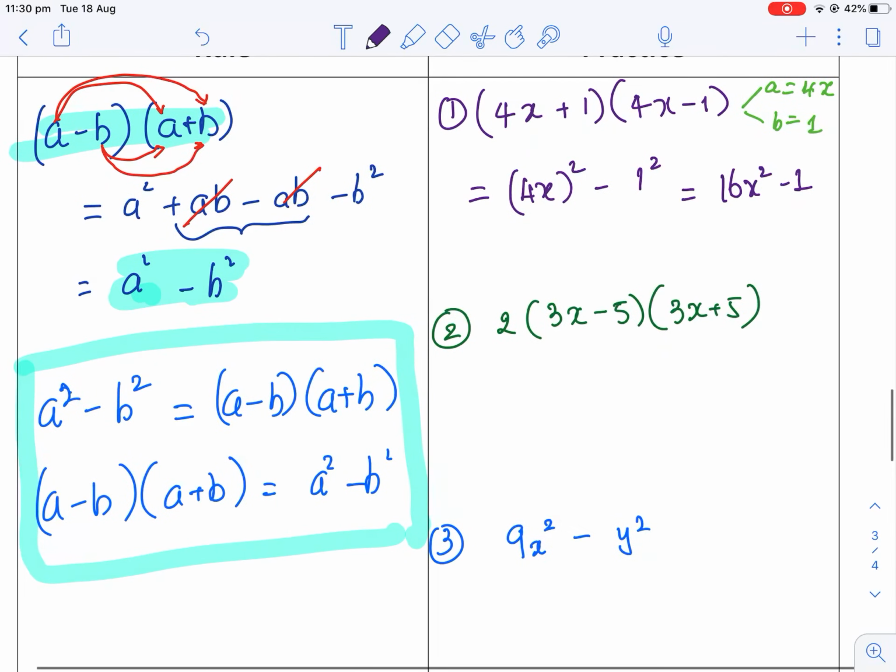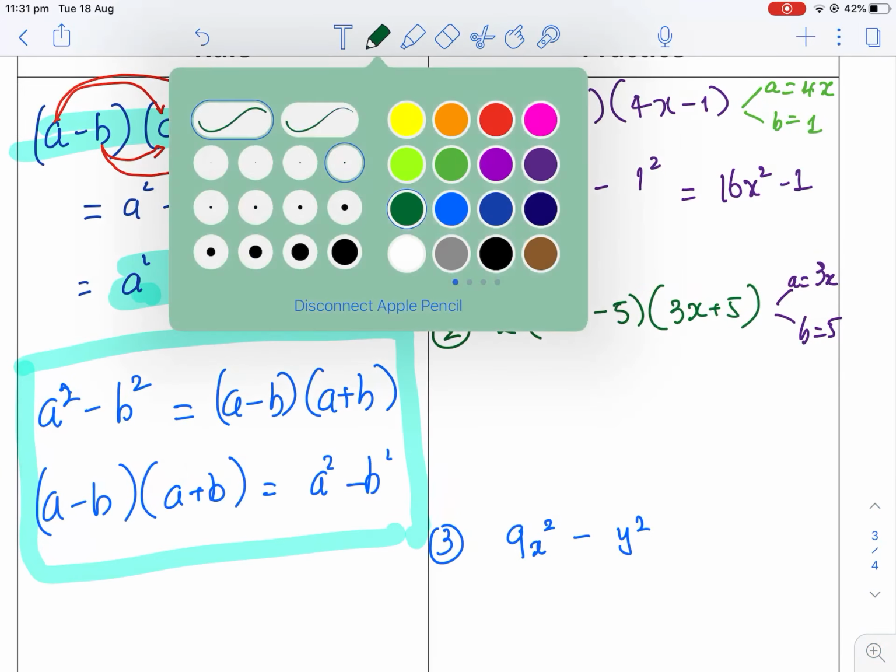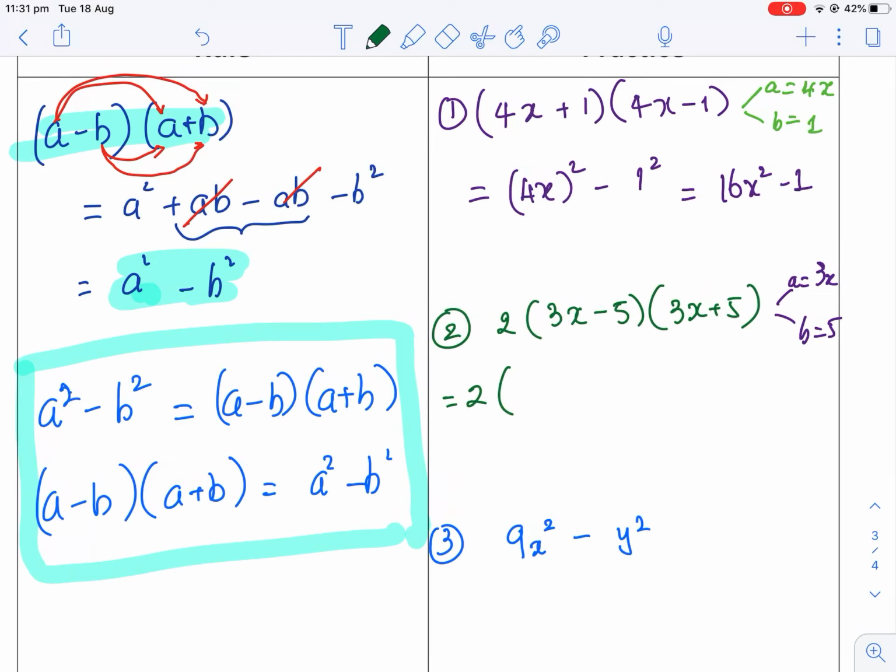Next one. You know that your A is 3x and B is 5. And we also have the number 2 outside as a coefficient here. We have to do the inside first and then times with the outside. So it's going to be 2 times A squared, 3x squared is 9x squared, take away 5 squared is 25. And then we multiply number 2 with every term inside the brackets. So it's equal to 18x squared take away 50. And this is your final answer.